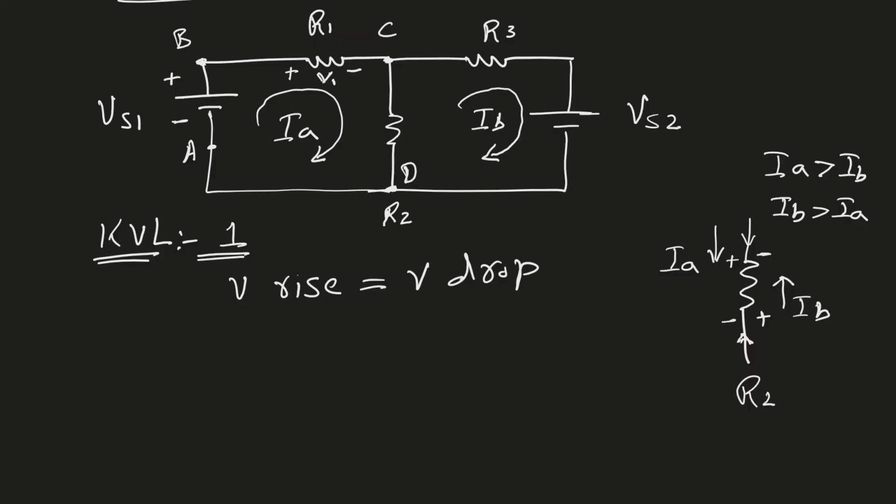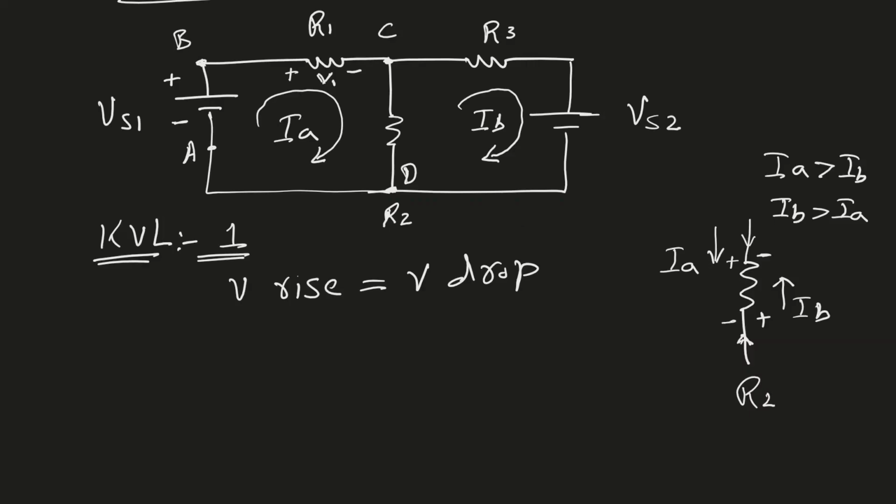So let me explain how we will do this. When I am in loop A, I will assume that IA is larger than IB. With that assumption, the current is actually flowing downward. So I will assign a positive here and a negative here, and this will be my voltage V2. And you can see now when I'm applying KVL in loop A, let me call it loop A because I called it IA, I have decided to move clockwise. And then when I go from point C to point D, I see that V2 is a voltage drop, because I'm going from a higher voltage to a lower voltage. So that's a voltage drop.